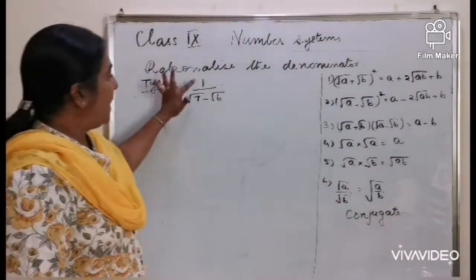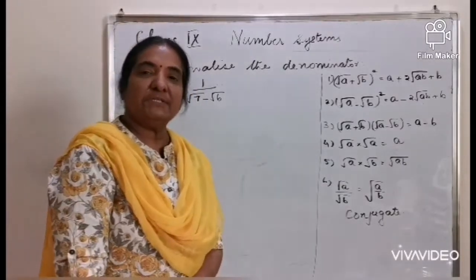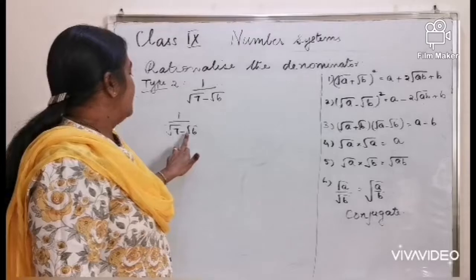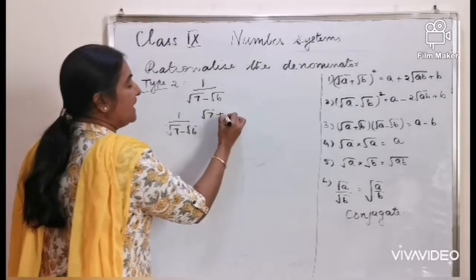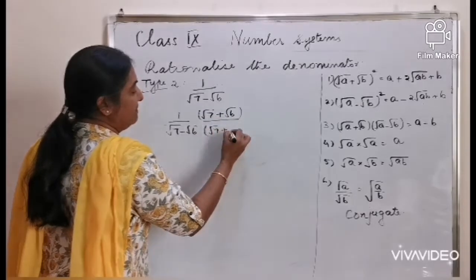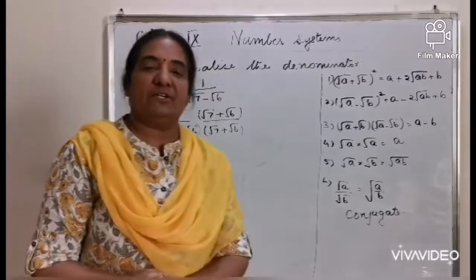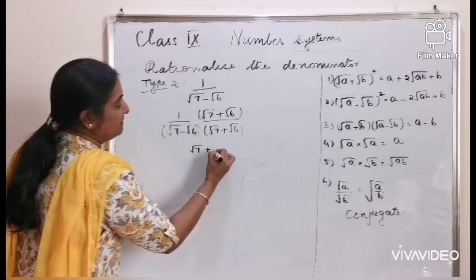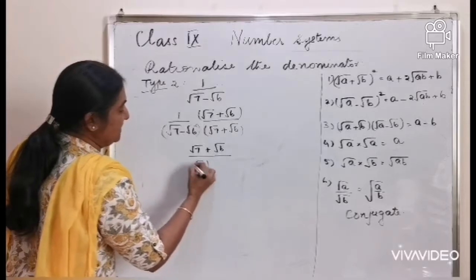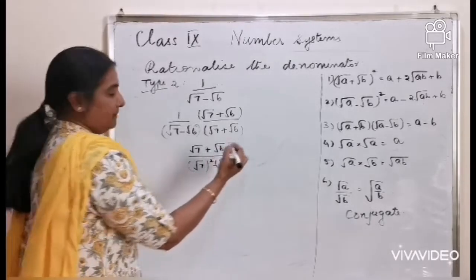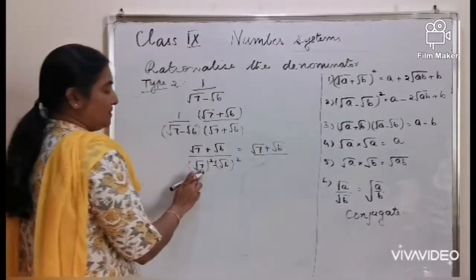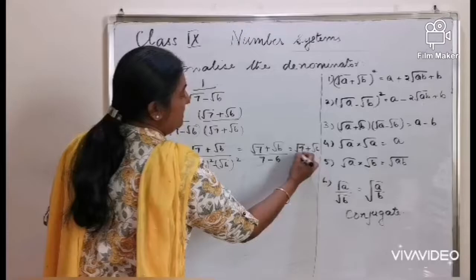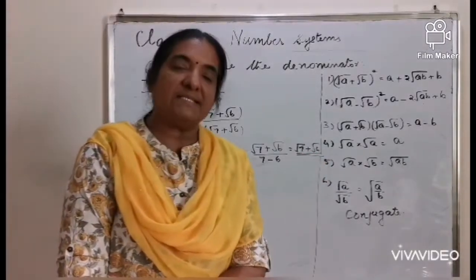The second example, 1 by square root 7 minus square root 6. The conjugate of square root 7 minus root 6 is root 7 plus root 6. When you are multiplying and dividing by the conjugate root 7 plus root 6, 1 into root 7 plus root 6 is root 7 plus root 6 by same procedure, root 7 the whole square minus root 6 the whole square. Root 7 plus root 6 by root 7 the whole square is 7 minus root 6 the whole square is 6, so the answer is root 7 plus root 6.